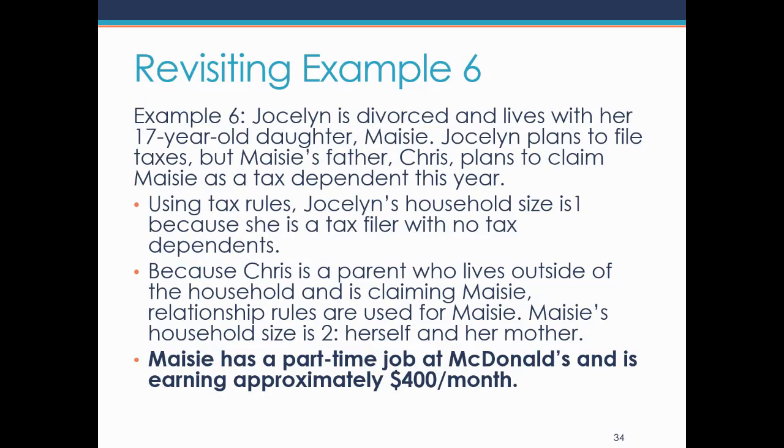Now, Macy has a part-time job at McDonald's, and she's earning approximately $400 a month. And I'm going to encourage you to jot down these facts as well. Jocelyn's household size is 1, just herself. Macy's household size is 2, herself and Jocelyn. And Macy has earned income of $400 a month. So for Jocelyn's eligibility, since we'll use tax filing rules for her, her household size is 1 and only her income is counted for eligibility.